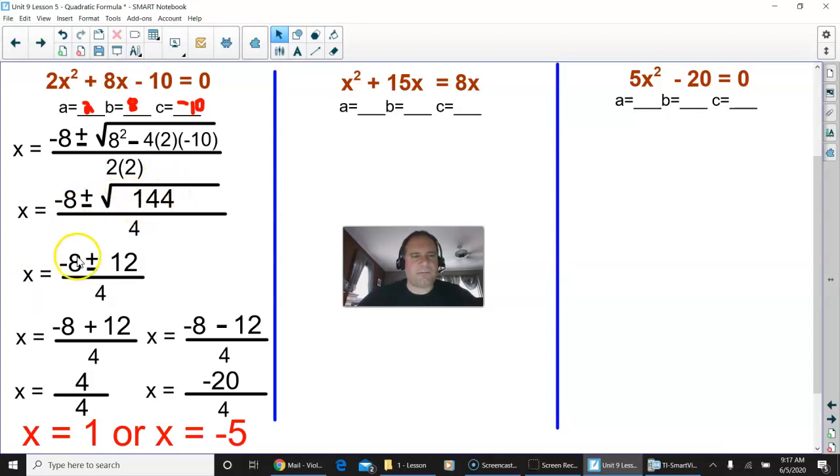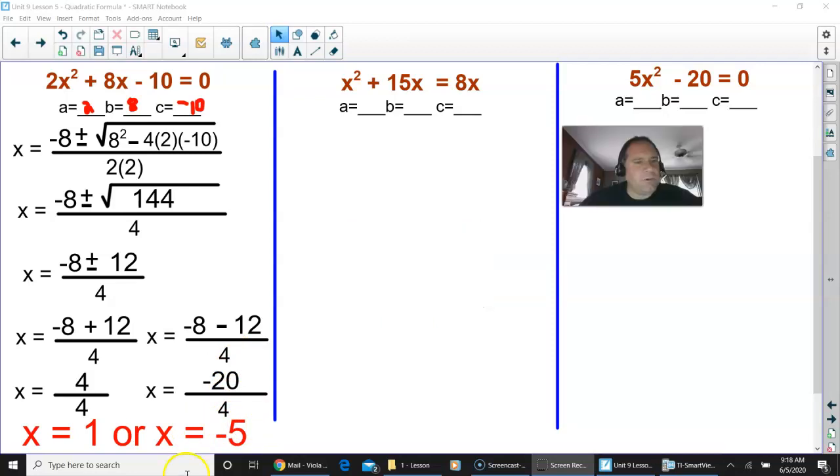Just like on the problem we looked at before, we substituted in and got the square root of 144. Then we took the square root of 144, and you have plus or minus 12 as the answer. So you have negative 8 plus or minus 12 over 4, because 2 times 2 equals 4. Then you split it up: negative 8 plus 12 over 4, and negative 8 minus 12 over 4. You get 4 over 4 on the left side, so x equals 1, and then negative 8 minus 12 over 4, which is negative 20 over 4, so x equals negative 5.